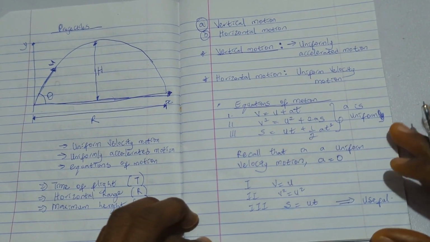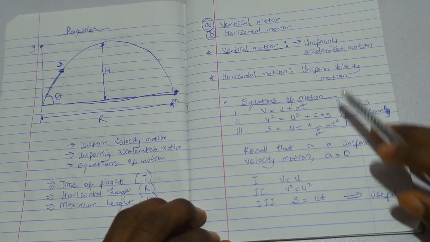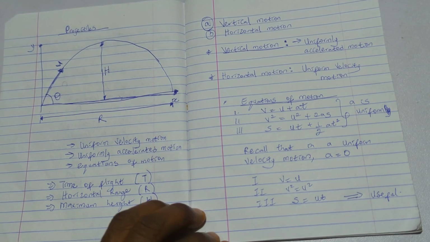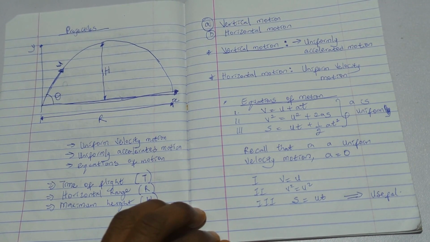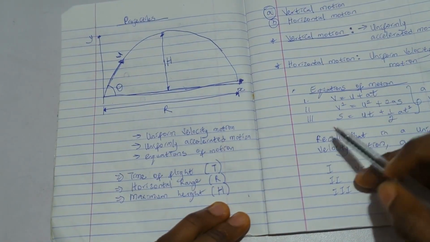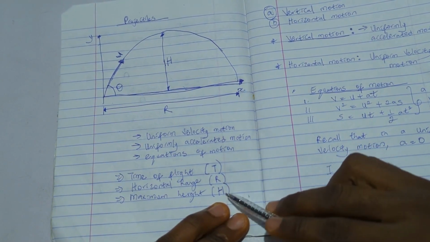So I hope in this first section I've introduced what the vertical and horizontal motion of a projectile is all about. We'll take a little bit of a break here. In the next section, we'll talk about how all of this applies to the actual mathematics of the time of flight, the horizontal range, and the maximum height.